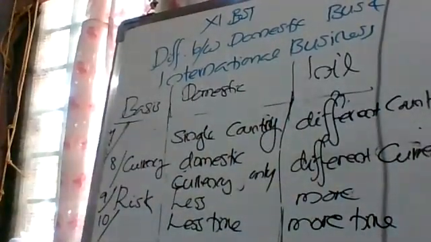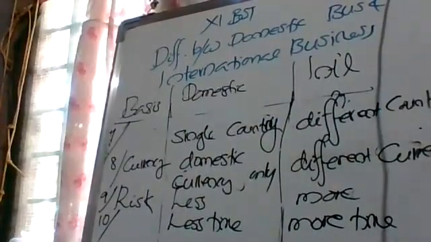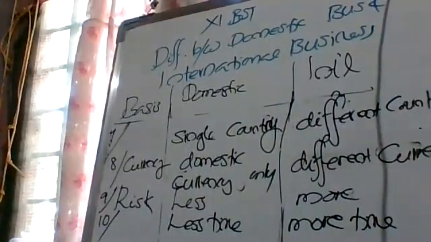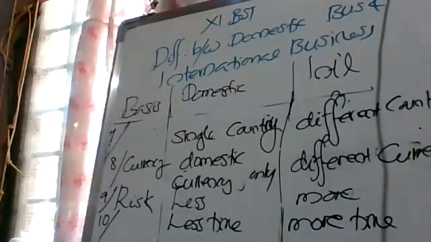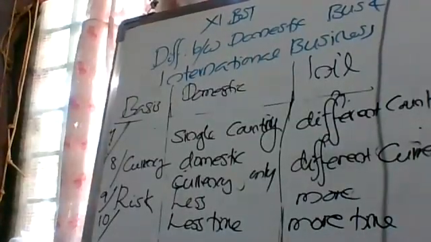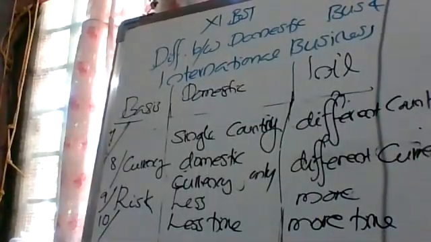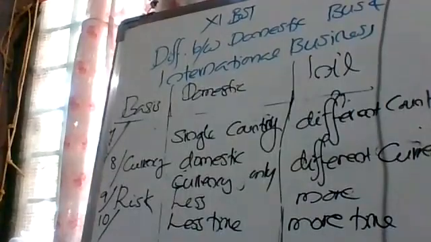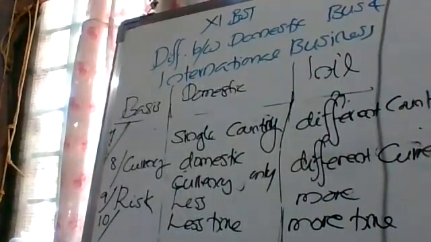What do you mean by processing an order? Processing an order means arranging goods. After getting an order, we have to arrange the supply. The time gap between ordering and supplying is less in domestic business, but the time gap between ordering and supplying of goods is more in international business. You take a little bit more time.